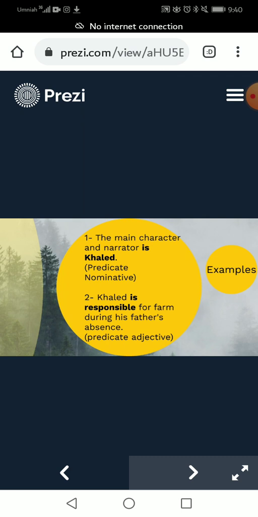The second example, Khaled is responsible for the farm during his father's absence. Now, is is a linking verb. After this linking verb, we have the adjective responsible. So responsible describes Khaled, and it comes after a linking verb. So it's a predicate adjective.